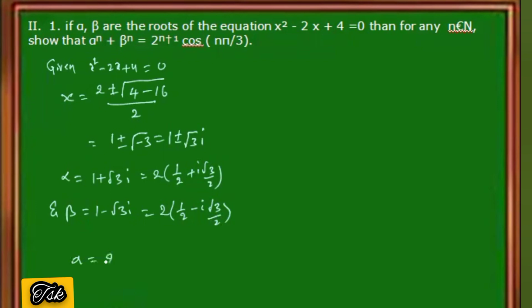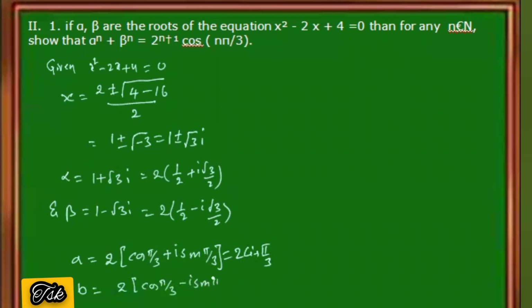So alpha is nothing but 2 into cos pi by 3 plus i sin pi by 3. That is 2 cis pi by 3. Similarly, beta can be written as 2 into cos pi by 3 minus i sin pi by 3. That is nothing but 2 cis minus pi by 3. Now we'll move on; this is not a and b, this is alpha and beta.